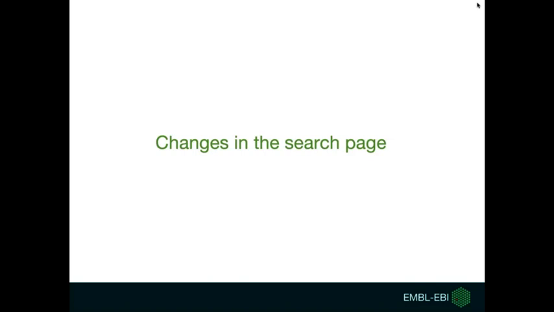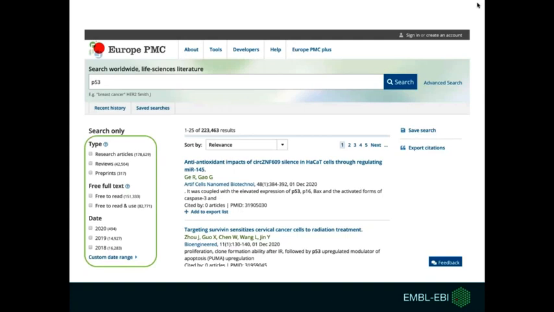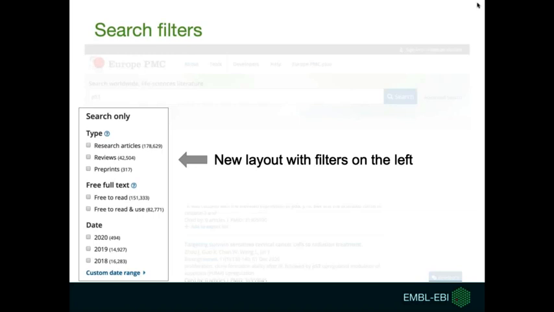Now I will show the main changes in the search page. When you search on Europe PMC, for example, here you can see a search for P53, you will see a search filter on the left side of the search page that is highlighted in green. The new layout brings 3 types of filters that you can easily select according to your needs. So we will go through these filters in the next slides.